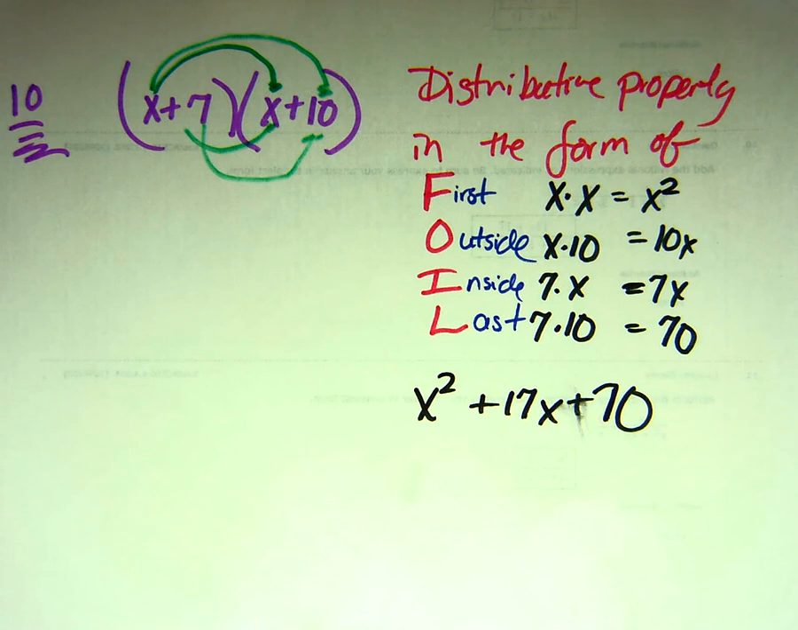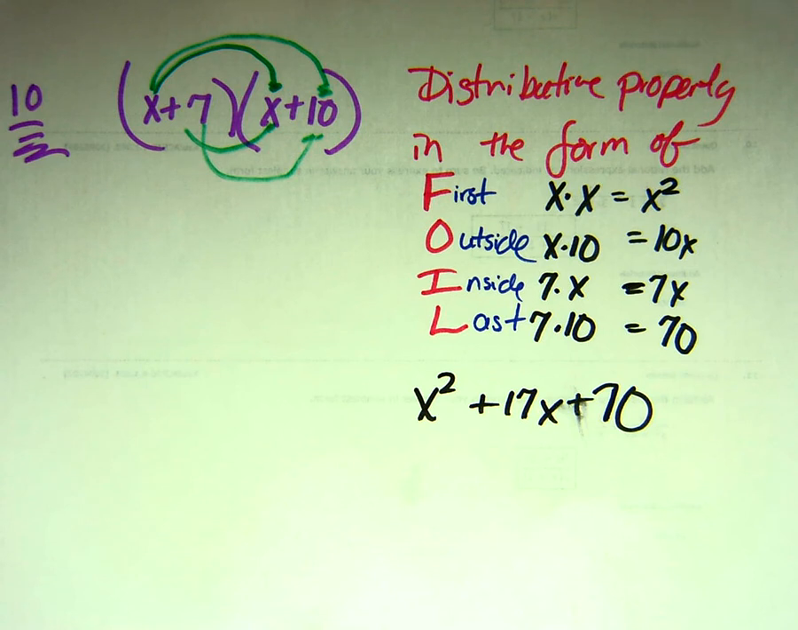So it was your first term within each set of parentheses times the outside terms on each set of parentheses. So look on the left and then look on the right. The inside of each set of parentheses and then the last term for each set of parentheses. So over here in black, I wrote those out. So I have x times x, which gives you x squared. On the outside, that's x times 10, which gives you 10x. On the inside, 7 times x would give you 7x. And on the last, 7 times 10 gives you 70.